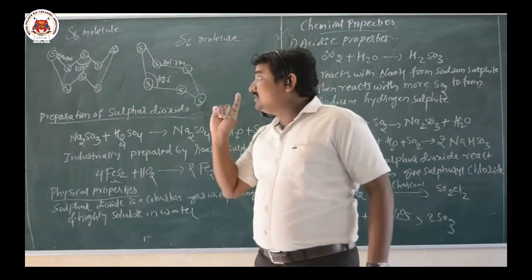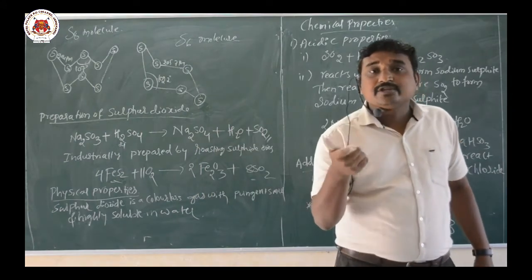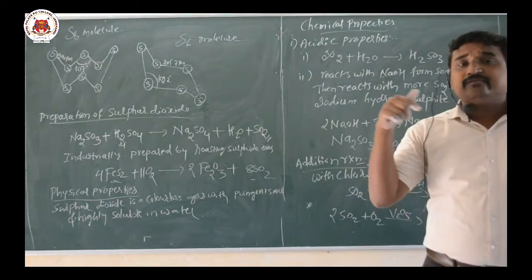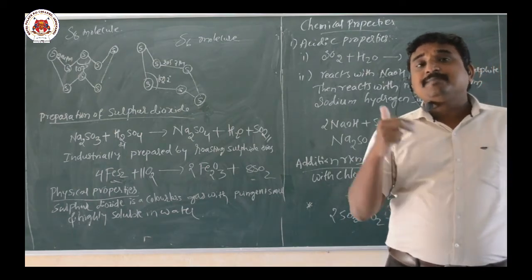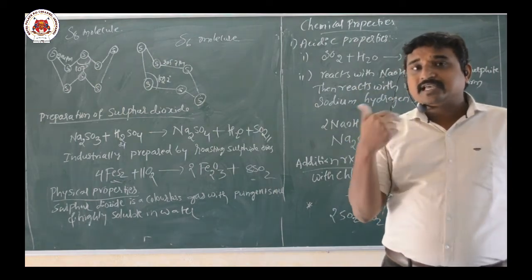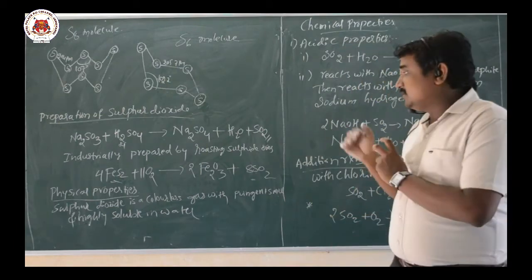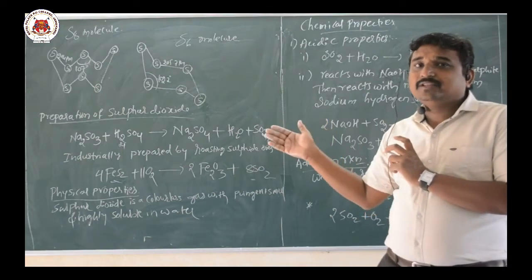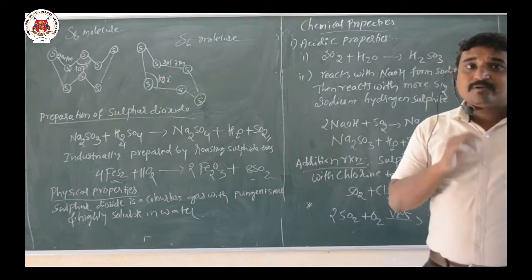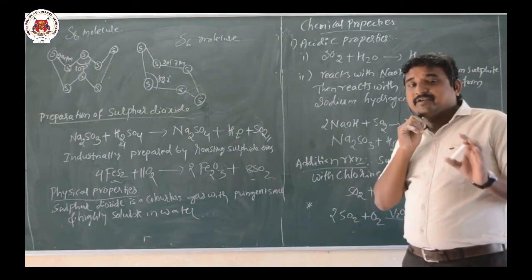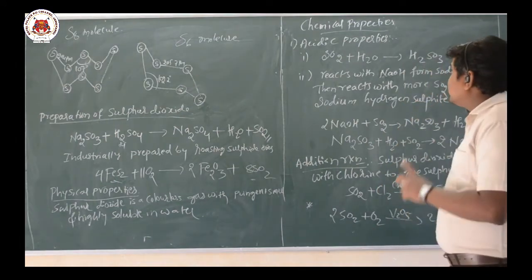So sulfur dioxide is prepared by reacting sodium sulfite with dilute H2SO4, forming sodium sulfate, water and sulfur dioxide. This is the first method. The second method is industrial: sulfur dioxide is prepared by roasting sulfide ores. Roasting, as I told, means heating the ore in excess air, which gives sulfur dioxide. This is another method. And the physical properties, as I told, are a colorless gas having a pungent smell, highly soluble in water.